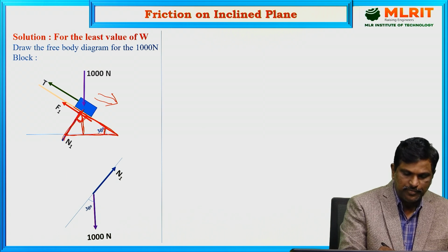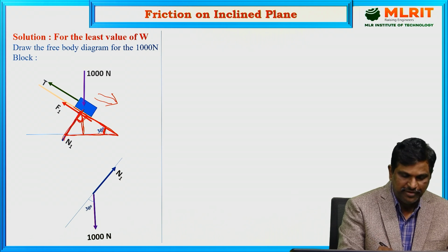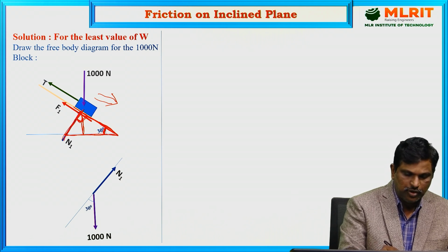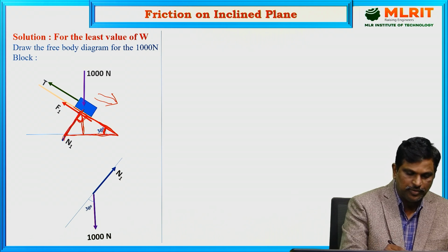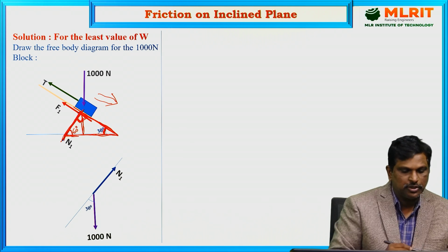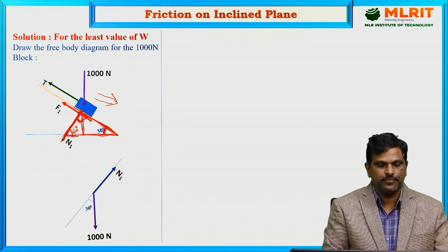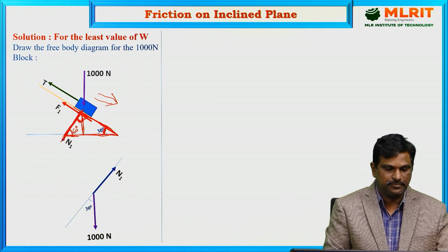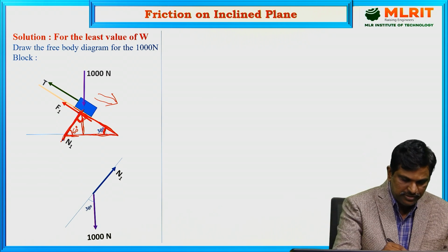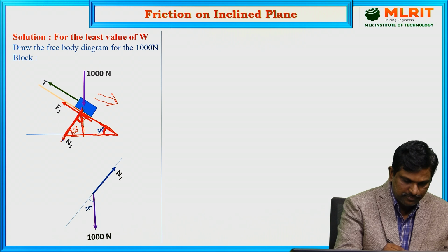Here the angle made by the plane with the horizontal is 30 degrees and the normal reaction is making an angle of 90 degrees. So the angle made by the normal reaction with the horizontal will be 60 degrees, because the total angle in a triangle is 180. Now using another triangle, draw a vertical line here.